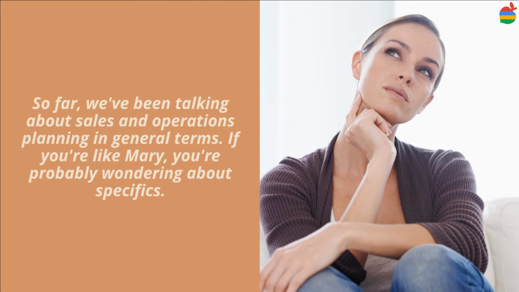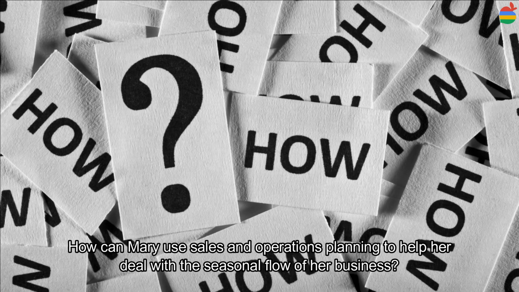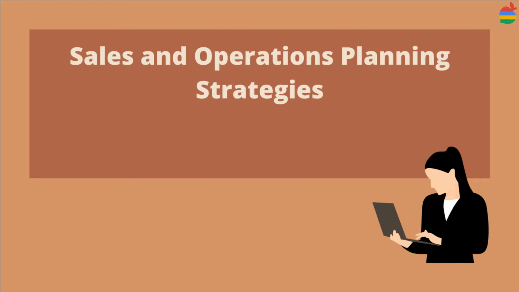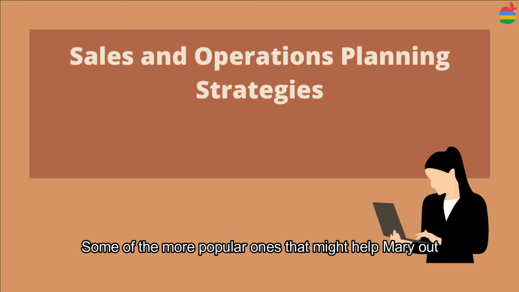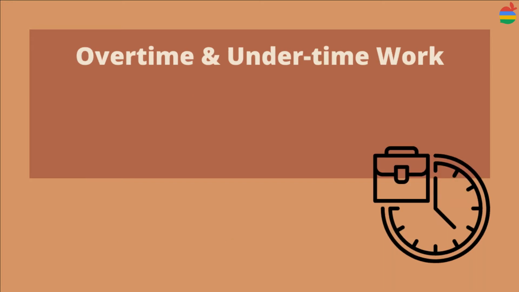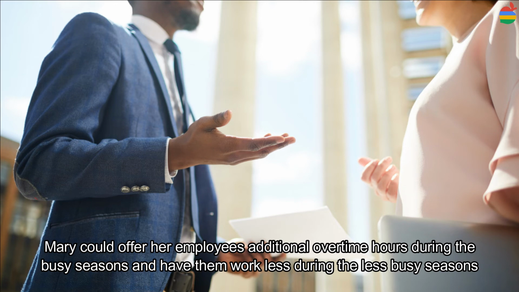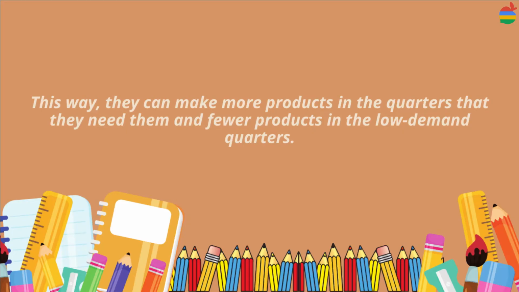If you are like Mary, you are probably wondering about specifics. How can Mary use sales and operations planning to help her deal with the seasonal flow of her business? There are many sales and operations planning strategies. Some of the more popular ones that might help Mary out include overtime and undertime work. Mary could offer her employees additional overtime hours during the busy seasons and have them work less during the less busy seasons. This way, they can make more products in the quarters that they need them and fewer products in the low demand quarters.